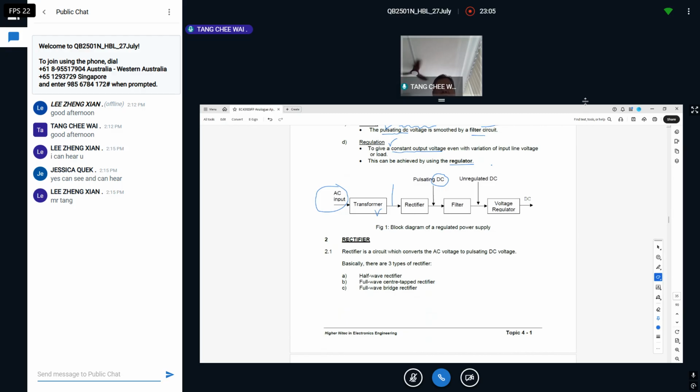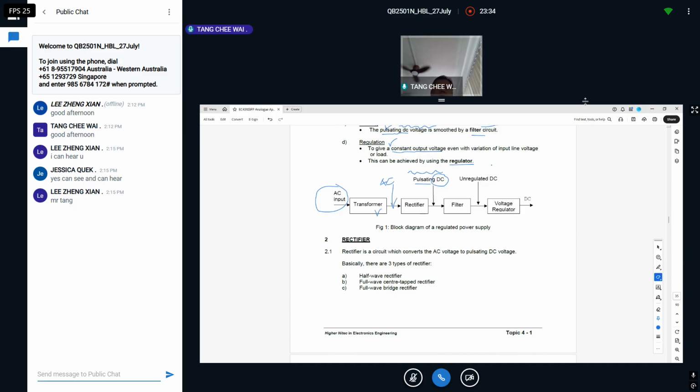Here is still an AC. Just better to write it first, in case you're thinking how come. Alternating current is still coming in here. After the rectifier, it becomes DC. The word pulsating, as I mentioned, means it is not very smooth. You have something like that, or it's not a very flat DC voltage, so we call it a pulsating DC.